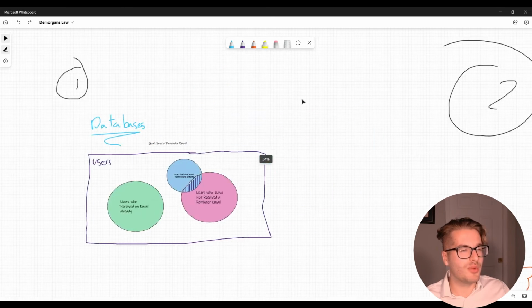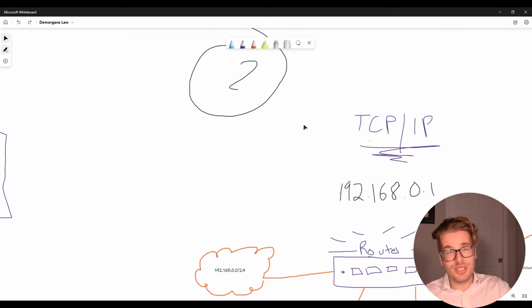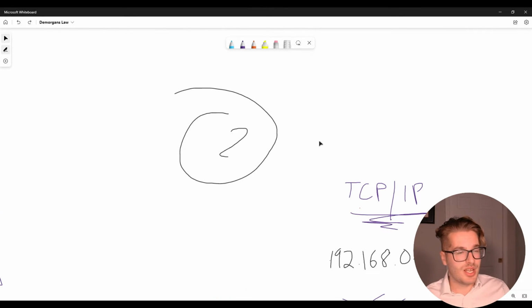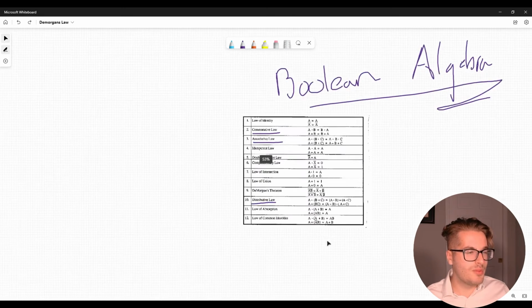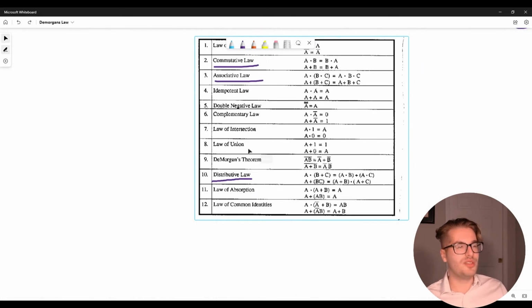So the second thing we're going to talk about is TCP/IP. This is something we all see on the daily. If we look back up, we're going to be primarily looking at this law of intersection, which is A and 1 is equal to A, A and 0 is equal to 0. A can be 1 or 0, so whatever A is, if you times it by 1, it's just going to be whatever it is. If you times it by 0, it's 0. And when you have these times, it's kind of like anding in my mind. That's just how I interpret it.